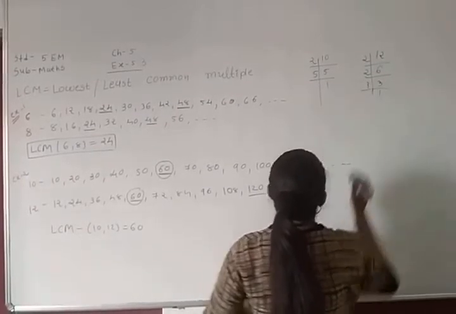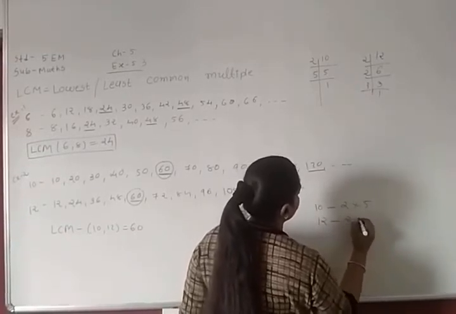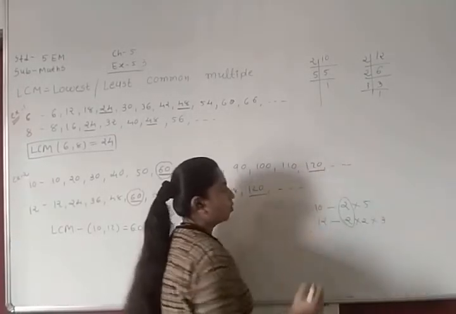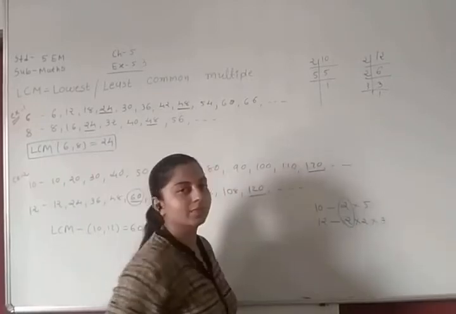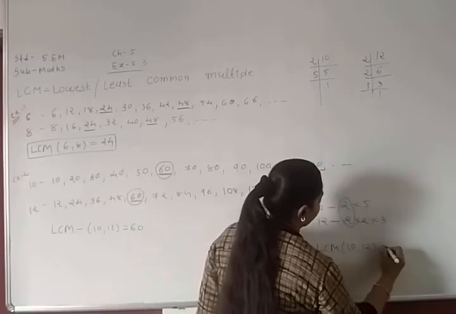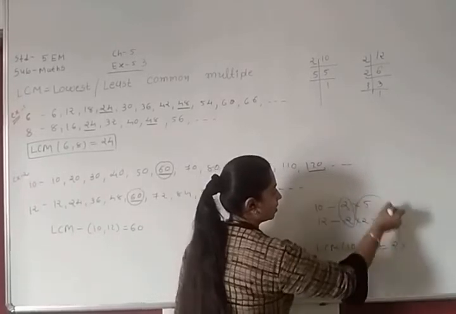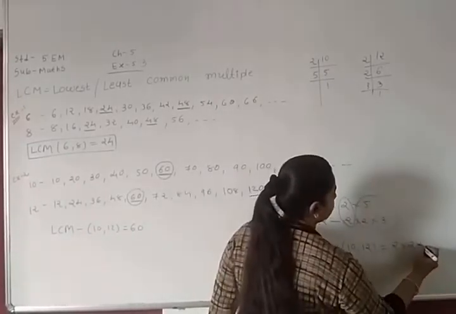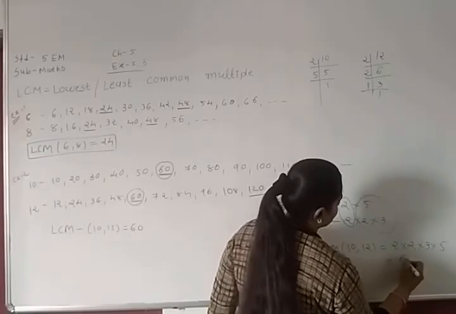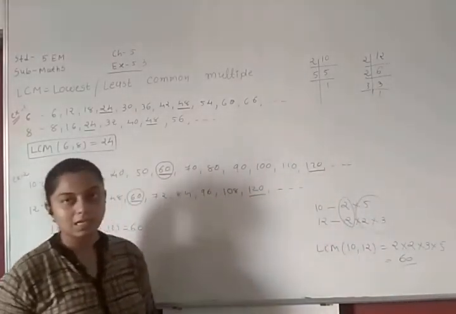So which are the factors of 10? 2 and 5. Factors of 12: 2 into 2 into 3. So what we'll do? Common number we will write only once and remaining numbers as it is. So LCM of 10 and 12 will be 2 into... these two are written. And what about this? As it is. So 2 into 3 into 5. 5 2s are 10, 3 2s are 6, 10 6s are 60. So we got the answer 60. Okay, so this method is easier. There is one more method which is easier than this.